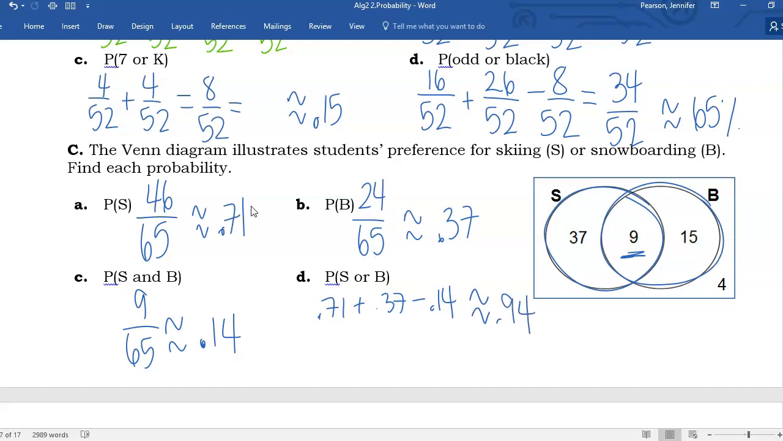Now, that didn't have to be the only model. We could have also added all 3 regions together or subtracted our complement, right? So we could have done 61 out of 65, or 37 plus 9 plus 15 should also be 61. 3 different ways to get that answer.